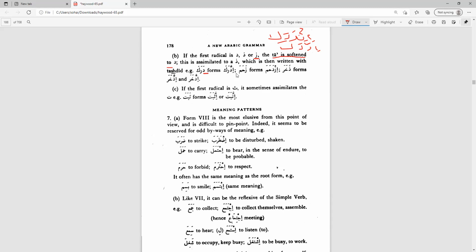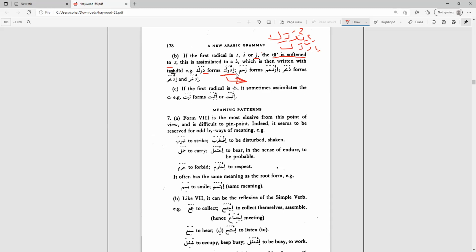Zahara becomes Izdahara or Iddahara. So this is important to know, because when you come across something like this, where it becomes like Iddaraka, if you don't know what it means, you will need to have an idea of what the root letters are, because when you go to the dictionary, you search the meaning by root letters. So here, when you look at it, you think, what verb can that be?